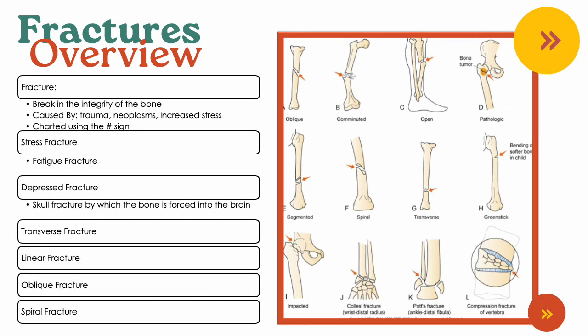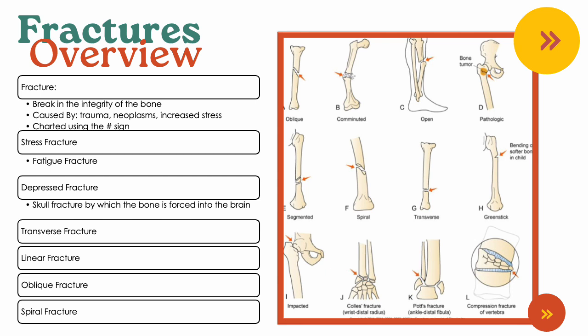You have more fractures here to learn. You have the stress fracture, which is when the bone has gotten tired and it just breaks. Again, you more so see those from pathological fractures. You can have a depressed fracture, which is specific to your skull, where bone is forced into the brain. Again, you see a lot of these with your traumas and motor vehicle accidents.